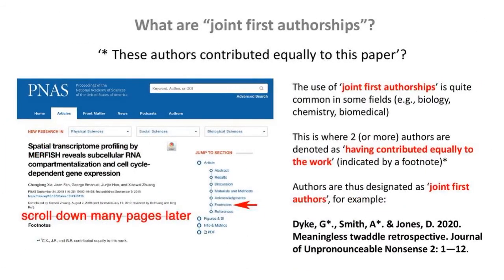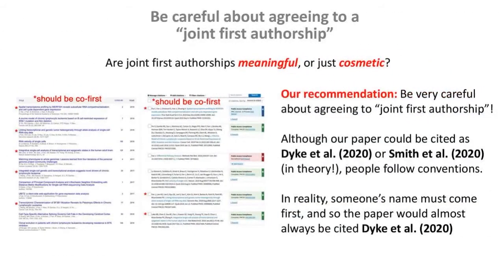Something else that we get often asked about in our sessions is this question of, can I be a joint first author? So implying that two authors contributed equally to the paper. As you can see here in this example, the use of joint first authorships is quite common in some fields. Authors are designated as joint first authors. But again, what does that mean for you and for your career, for your research? Be careful about agreeing to joint first authorships. Are these meaningful or are they just cosmetic?